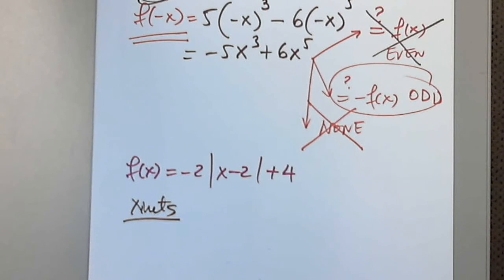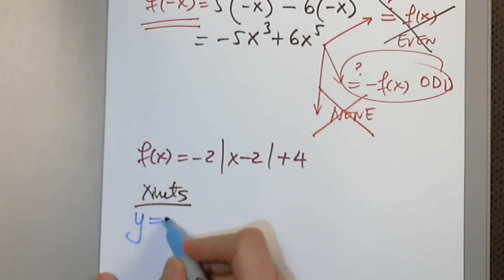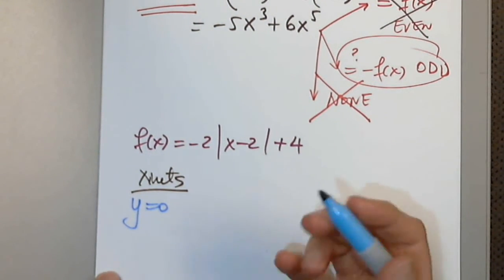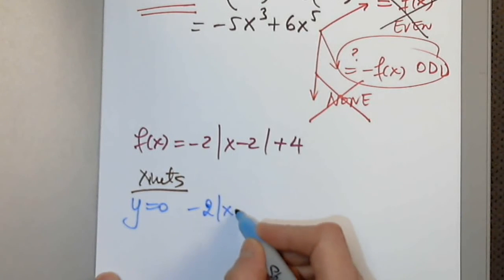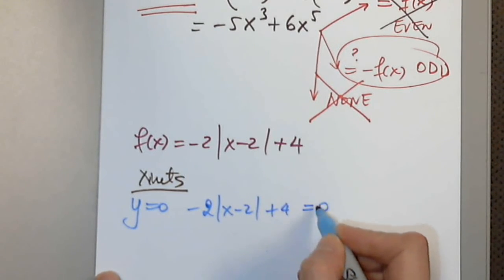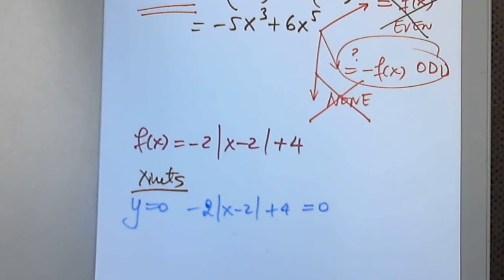I know it's late, but we cannot forget how to find the x-intercepts for any function. I said y equals 0. Y is the function itself: -2|x - 2| + 4 = 0. What will be the first step? And please say we must clean it up.